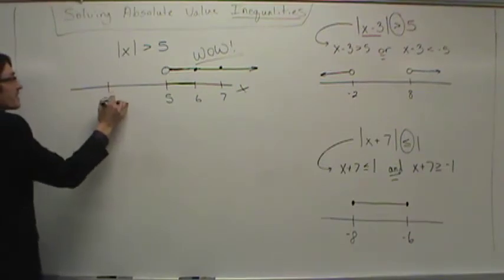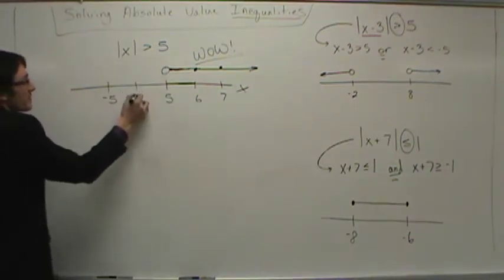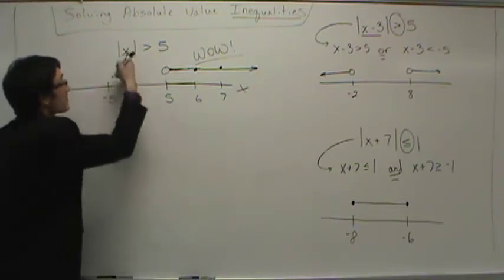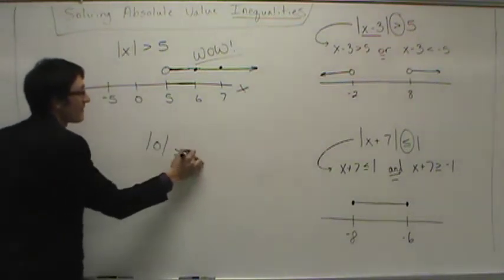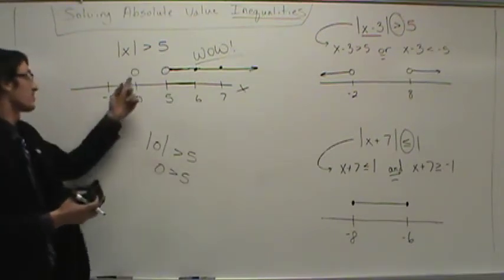Here's negative 5. Well, hopefully you see 0. Does 0 make it true? No. Absolute value 0, is that greater than 5? No. Okay. So hopefully you see 0 does not make it true. Open circle does not make it true.